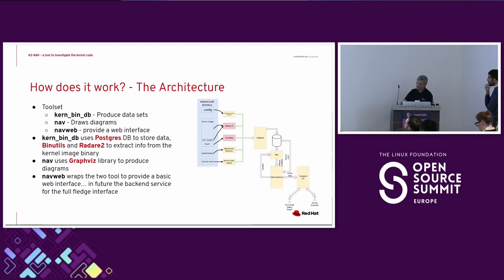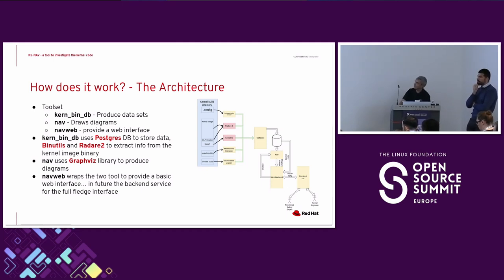So, time to see how KSNav works, and we will do this by examining its architecture, as shown here. The picture shows the architecture of KSNav and some of its software dependencies. The first thing you see is the kernel binary analyzer, which in the diagram is represented as the collector. It is the part of KSNav responsible for fetching information from a kernel image. It uses some dependencies to do this. For example, it uses radare2 to fetch the cross references in the binary, and then binutils to fetch debug information.